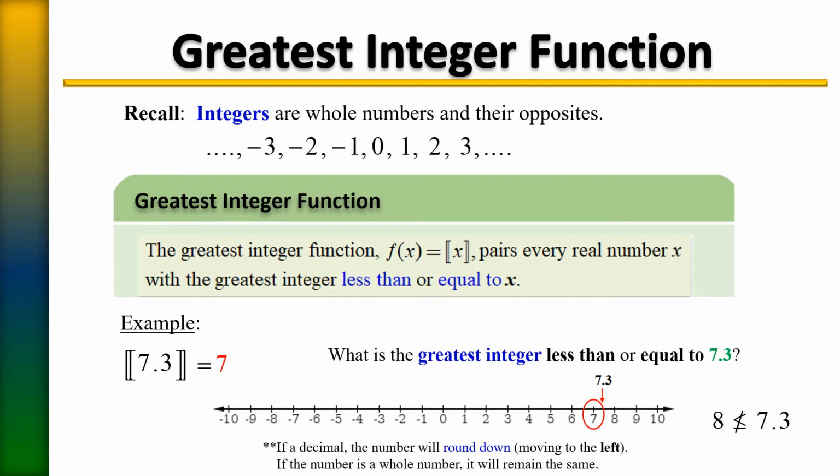So again, if you have a decimal, always round down. In other words, move to the left. If the number you're seeking to find the greatest integer of is already a whole number, then it's going to be that same number. And in that case, the rule says it would be equal to that. We'll do some more practice. No worries. You got this.